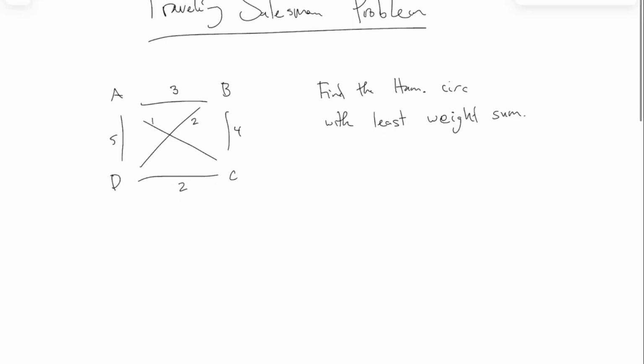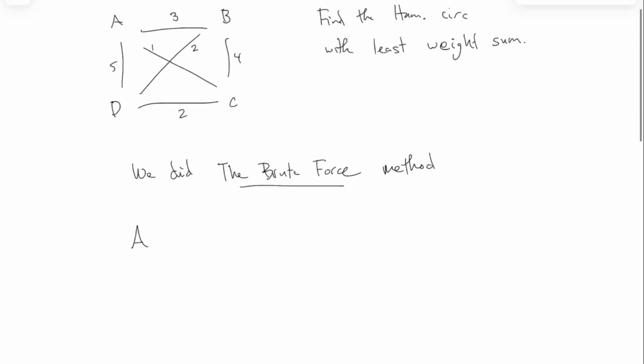And last time we did what I called the brute force method. The brute force method is just to write down all the possible ways of doing it and then add up the weights for each. So I would go something like, I could do A, B, C, D, A. I could also do, I'm not going to do all the details because it takes a while, but I could also do A, B, D, C, A, etc., and then find the weights of each.